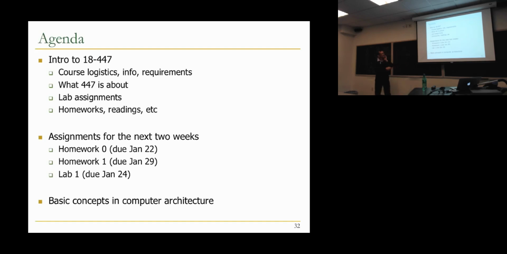But I guess this is one of the important takeaways. We have a bunch of assignments due in the next 2 weeks. Homework 0 is due January 22nd, and I'll talk about that. Homework 1 is basically a very simple thing. Homework 1 is due January 29th, and Lab 1 is due January 24th, which is next Friday. So you better get on it today. Well, you cannot get on it today because the lab handout is not up yet, but it'll be up Wednesday.